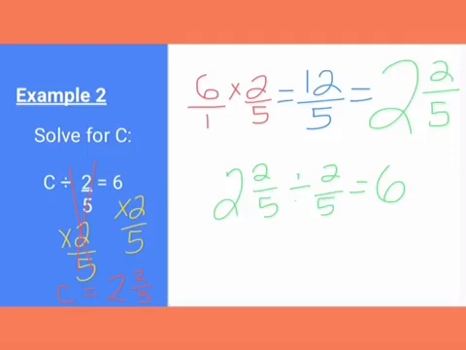Work your way around the world to change this to an improper fraction. So 2 and 2/5, 5 times 2 is 10, plus 2 is 12. So 12/5 we're going to keep. Remember, keep, change, and then flip. So we have 5 over 2.